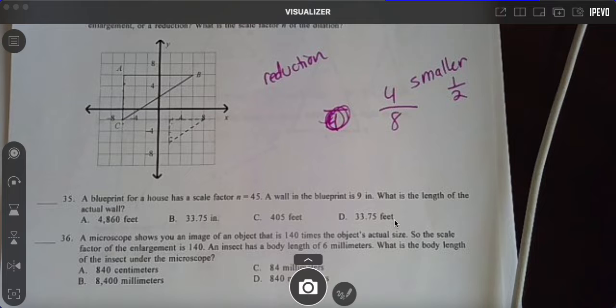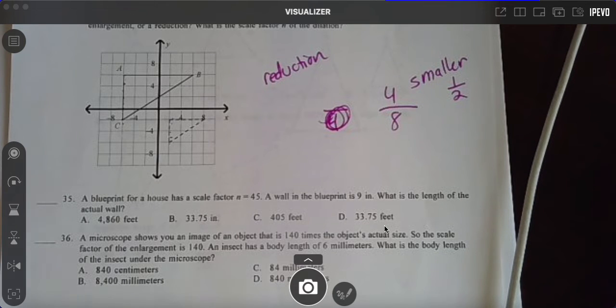33.75. But I need you to look at all these answers and think realistically. Is your wall in your house going to be 405 feet tall? No. 33.75 sounds a lot better. It might be like a 2-story home. All right, so does everybody understand that? You multiply those, divide it by 12, just because of the units.